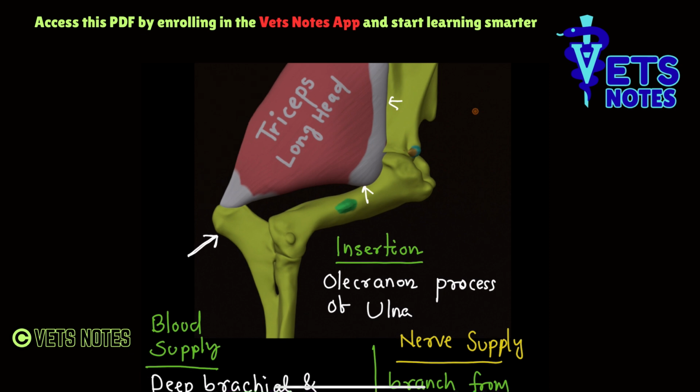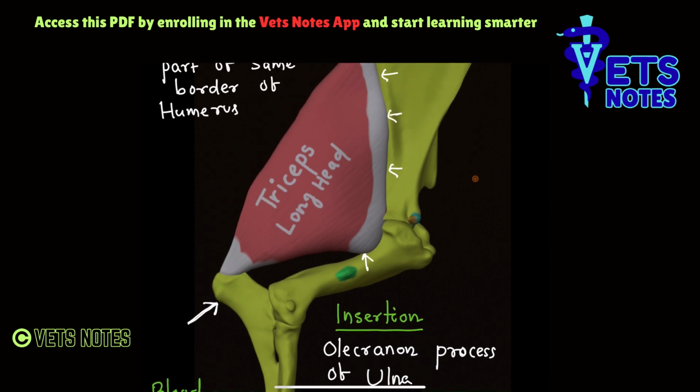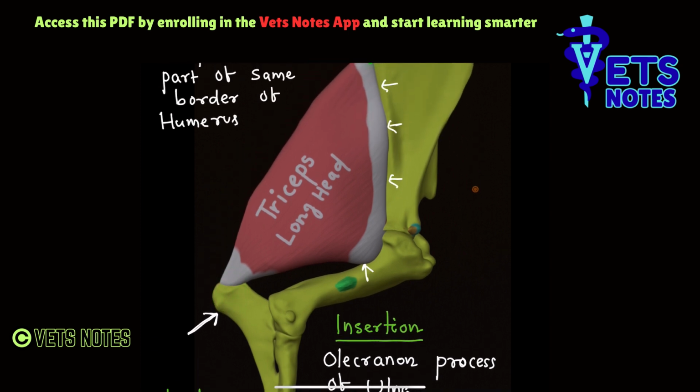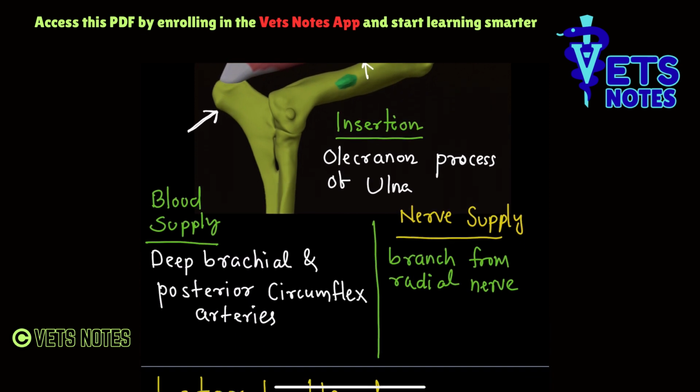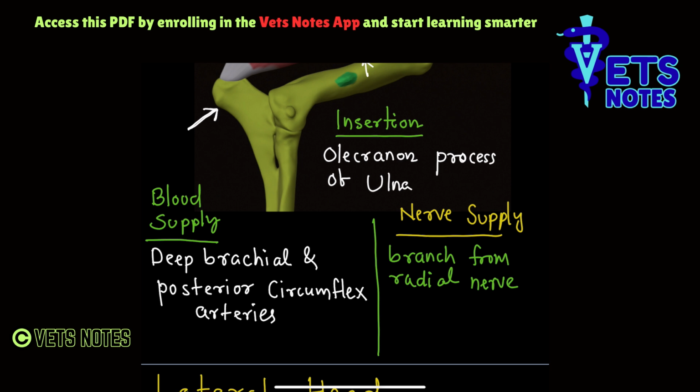Then insertion, you can see. This is the insertion point, the olecranon process of ulna. So you can see, this is the origin point of the muscle, and this is the insertion point of the muscle. Blood supply by deep brachial and posterior circumflex arteries. Nerve supply by branch from radial nerve.